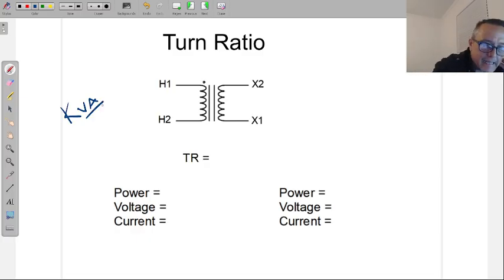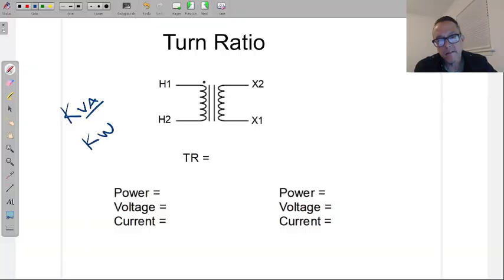VA is wattage. That's what it means. kW and kVA mean the same thing, but not really. Here's the difference. When you say VA, you're talking about an estimated number that you've come up with based off of a calculation.